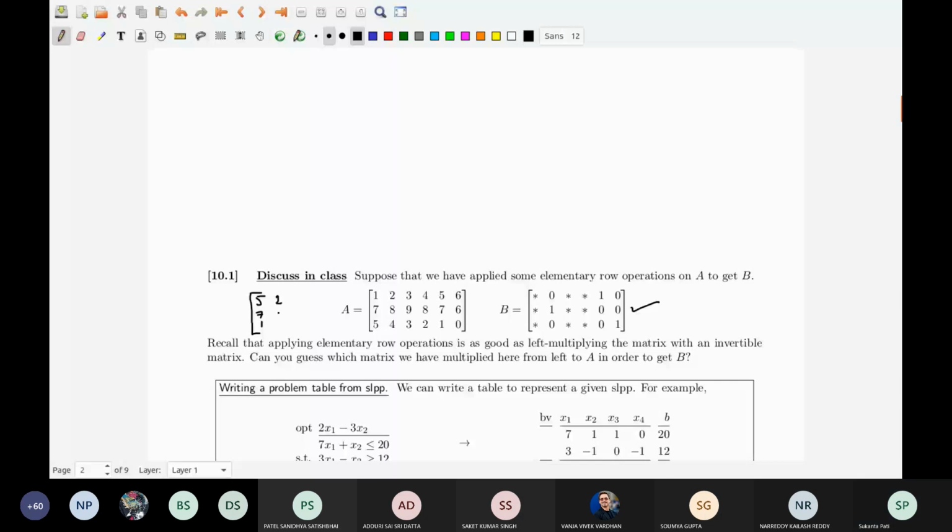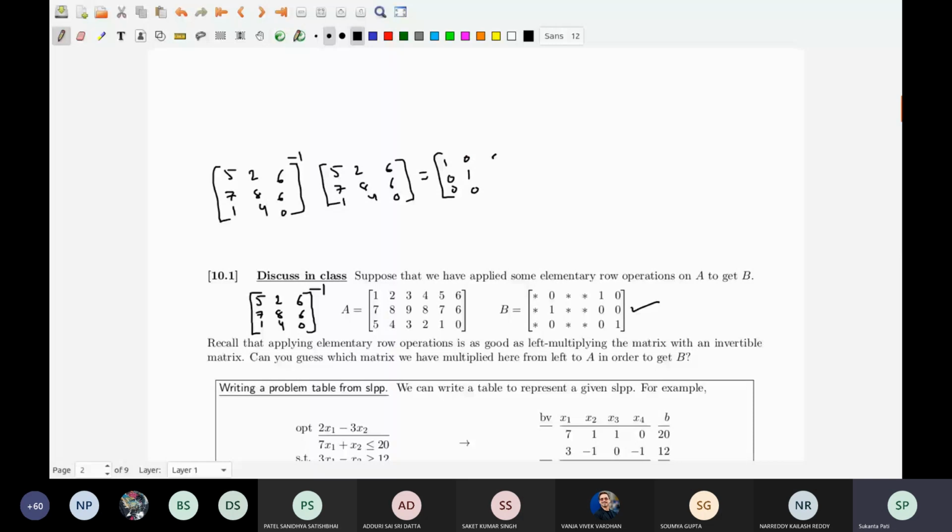Why? Now look, if I take the inverse of the matrix 5 7 1, 2 8 4, 6 6 0 and I multiply it with that matrix, what do I get? I get 1 0 0, 0 1 0 and 0 0 1.